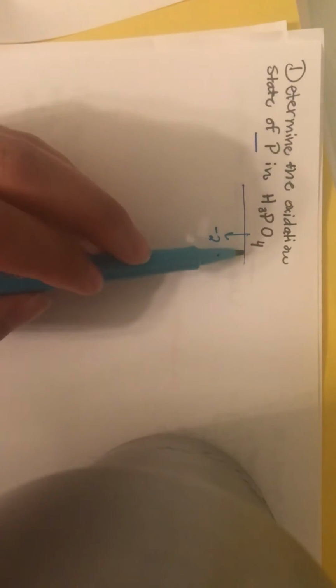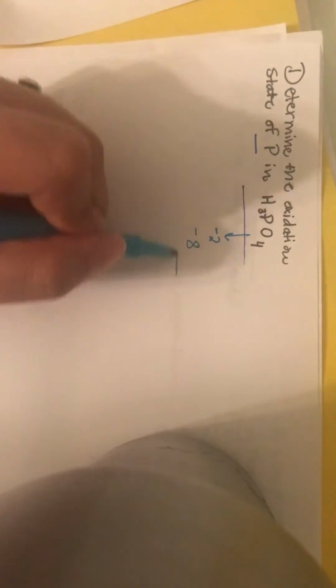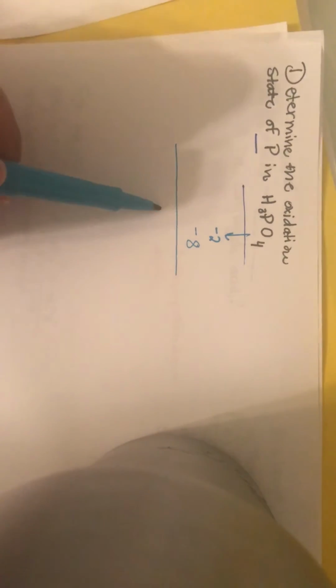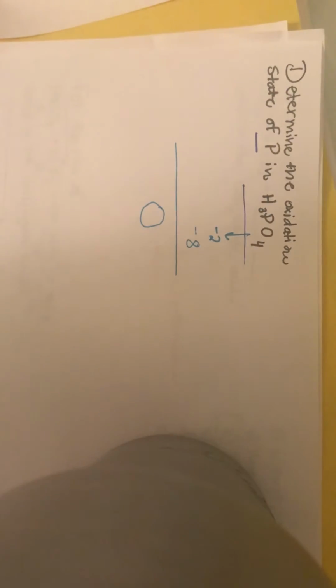But we're going to make 2 rows here. Since there are 4 of them, you would just do 4 times -2, which is -8. And since this compound is neutral, the P and the H have to add up to a +8 charge, which would make it 0 overall. If this were an ion and it had a little charge up here, that would be different.